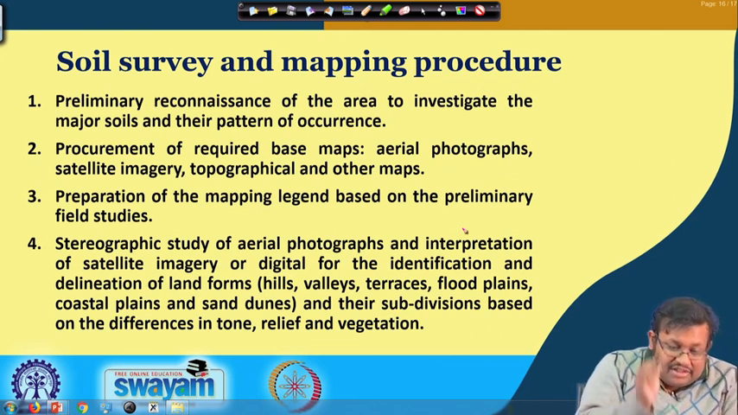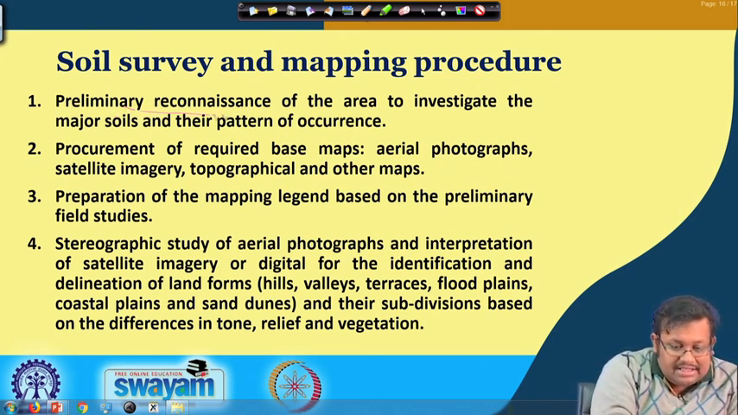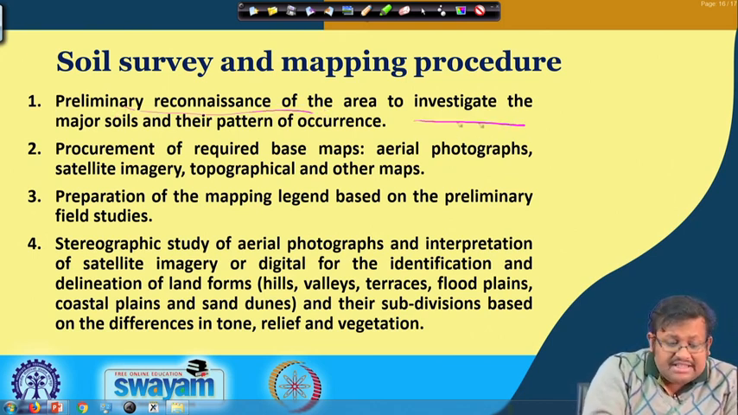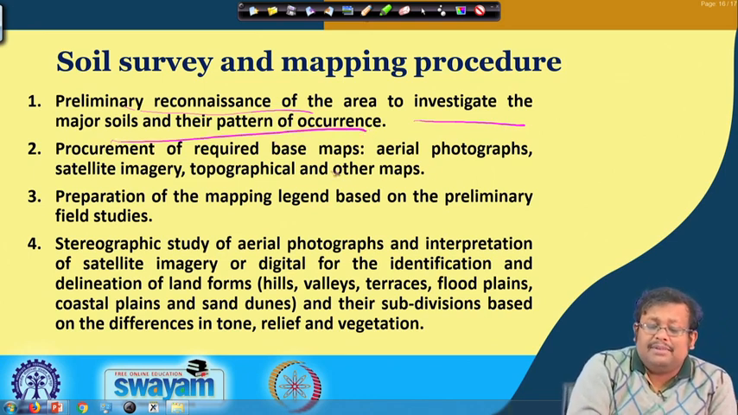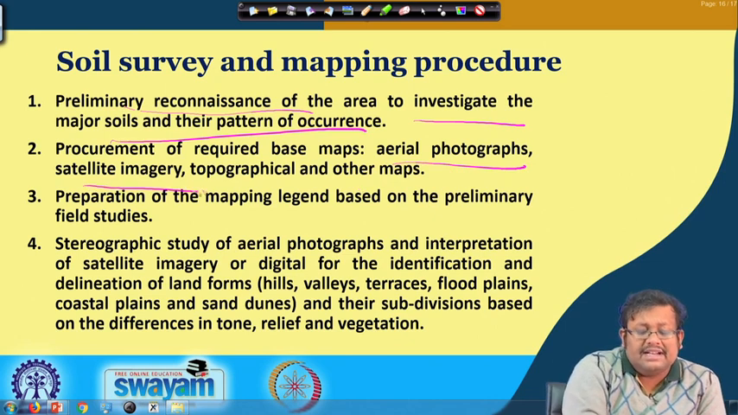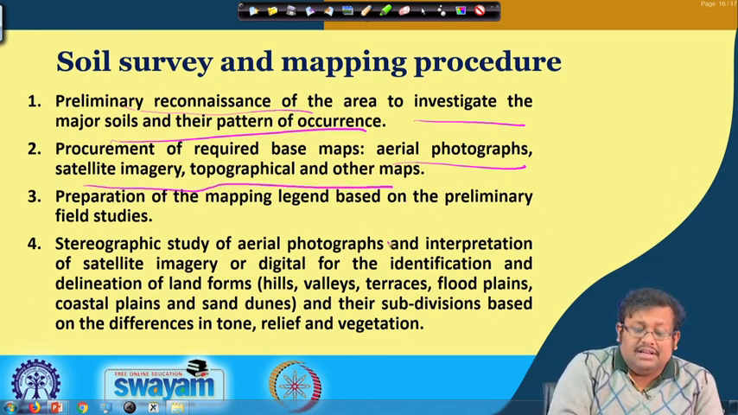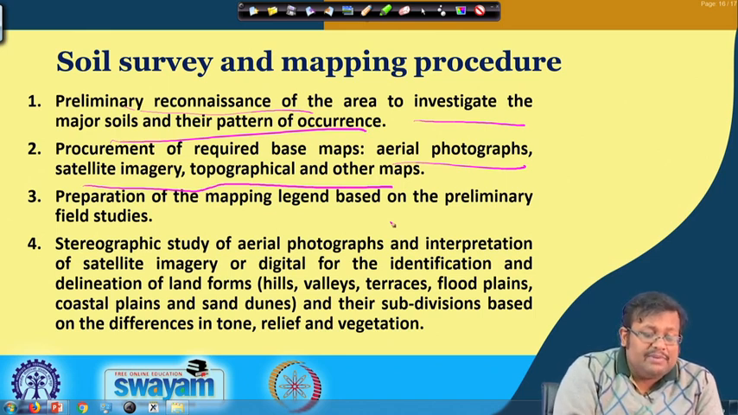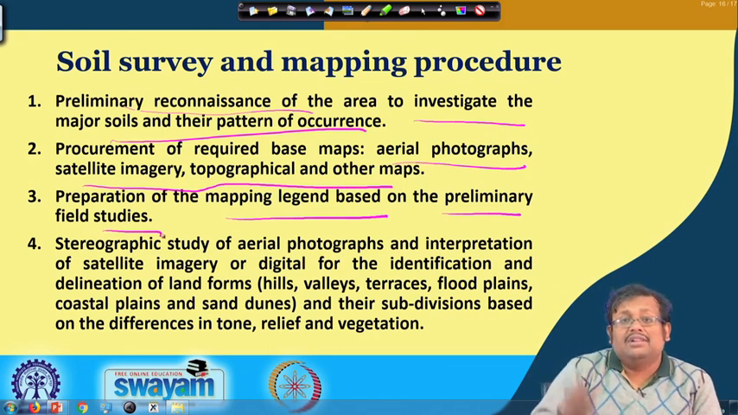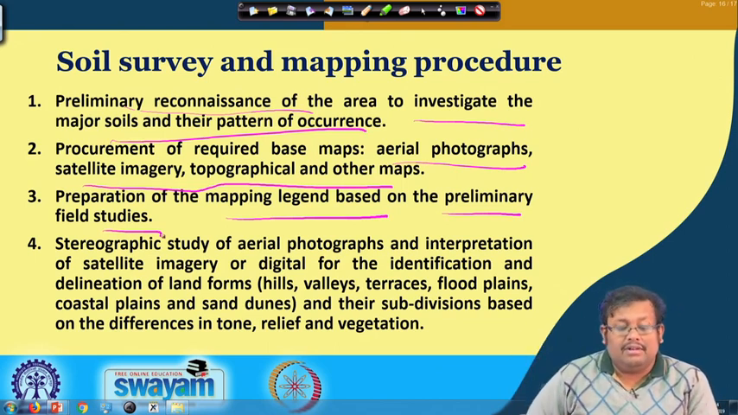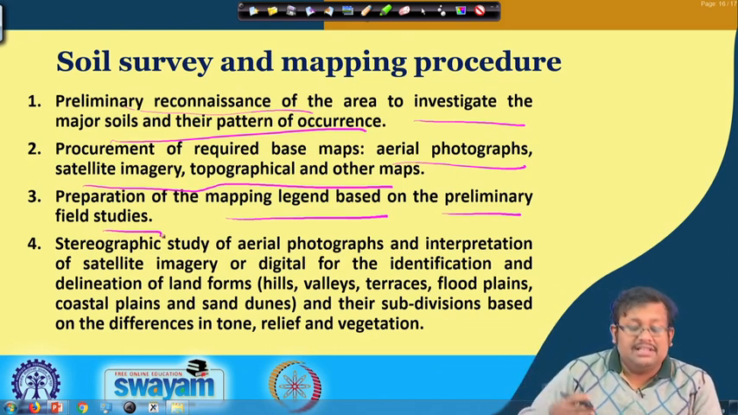Again, first of all we will do some preliminary reconnaissance of the area to investigate the major soils and their pattern of occurrence. Second, we buy some base maps like aerial photographs, satellite imagery, topographical and other maps. These are expensive and we buy them from different sources. Third is preparation of the mapping legends based on the preliminary field studies. After the preliminary field studies we make the mapping legends.